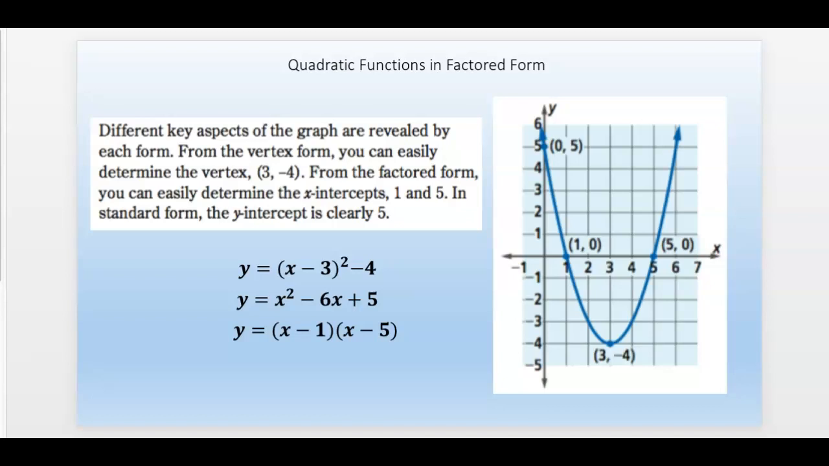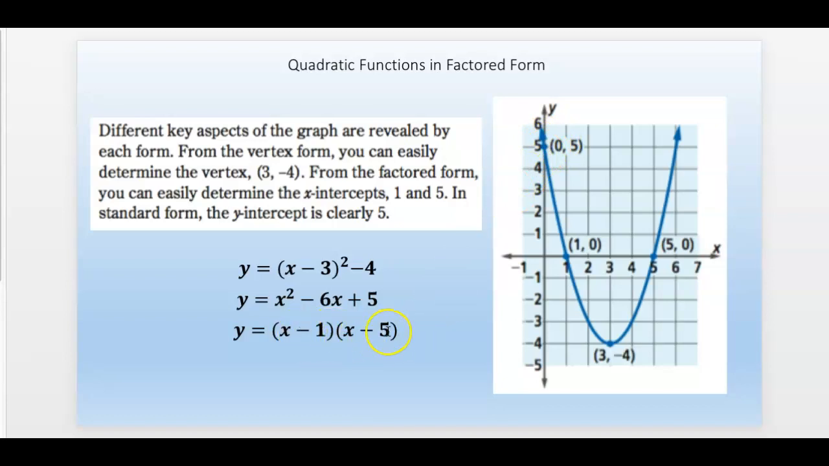Of the three forms, each one easily reveals some key aspect of the function. You need to know this, and you kind of already do know it. Vertex form easily shows you the vertex, the h, k: 3, -4. It's pretty easy to see here in vertex form. Standard form easily shows you the y-intercept, +5, right up here, 0, 5.